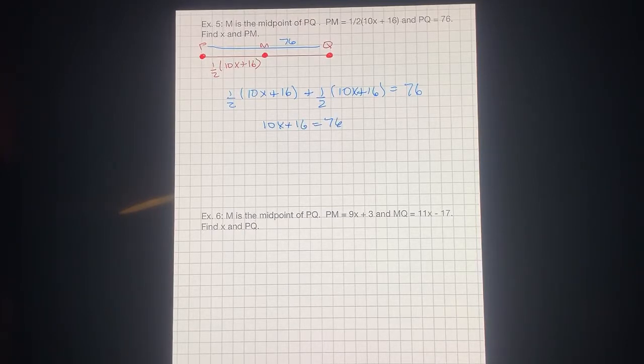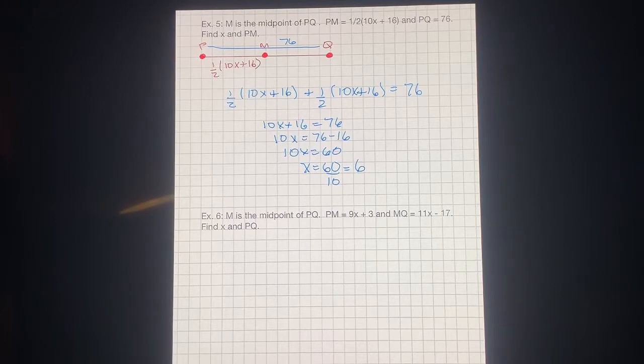The 16 is adding on the left, so it has to move to the right and subtract. So I'm going to end up with 10x equals 76 minus 16. So 10x equals 60. So x equals 60 over 10, which equals 6. So now I know what x is.